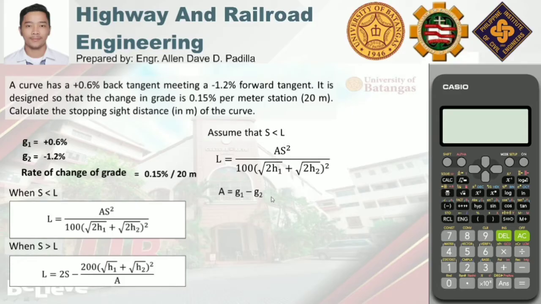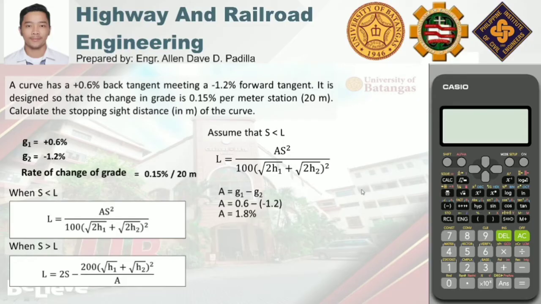Okay. So, ang value ng A is G1 minus G2 or yung difference in the two grades. So, we have A equal to 0.6 minus negative 1.2. So, we have A equal to 1.8%. So, para makuha natin ang value ng L, since ang hinahanap natin ay stopping sight distance, kunin muna natin yung value ng L. Paano? Nagbigay naman ng rate of change. So, that is 0.15% per 20 meters.